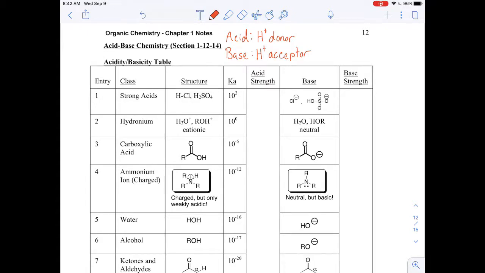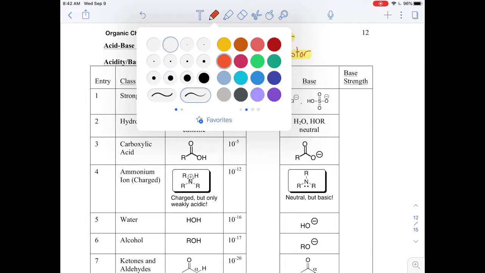So the first big thing is making sure that we understand two major concepts for identifying an acid or a base. An acid gives away an H plus, it's like a proton, a hydronium ion, and a base accepts it. Whenever we're dealing with any reaction, we have to be able to recognize this.